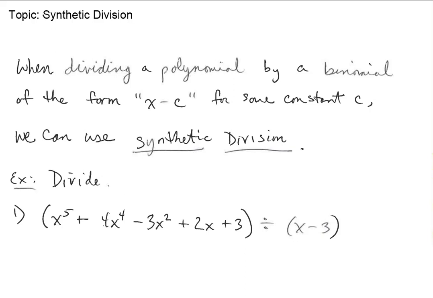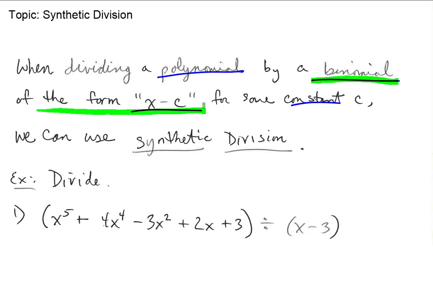This video is about synthetic division, and for a general important note, we'll begin by saying this. When dividing a polynomial by a binomial of the form x minus c for some constant c, we can use synthetic division. And this point is important because if it doesn't actually fit this description of binomial of the form x minus c that we're dividing by, then synthetic division won't even work.